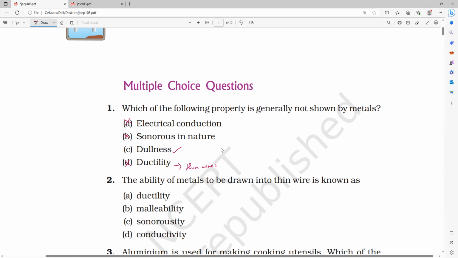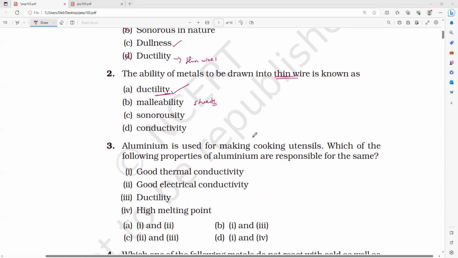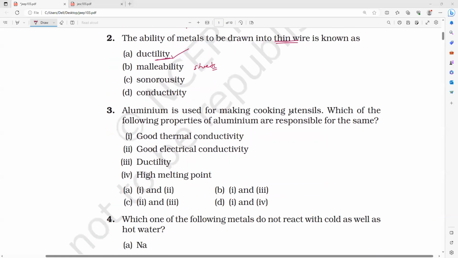Second one, option A. Everybody has to try. Next, the ability of metals to be drawn into thin wires. Just now I said, thin wires means ductility. Thin sheets means malleability. So they are asking the ability of metals to be drawn into thin wires is known as ductility.